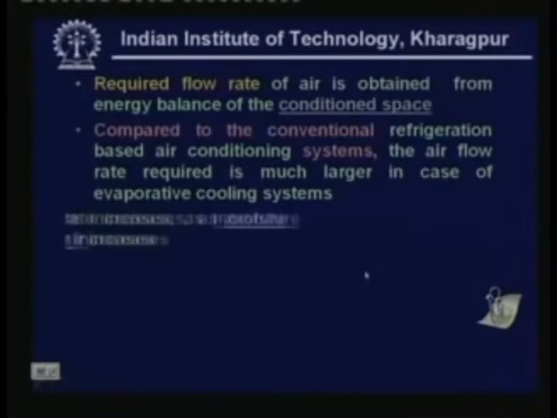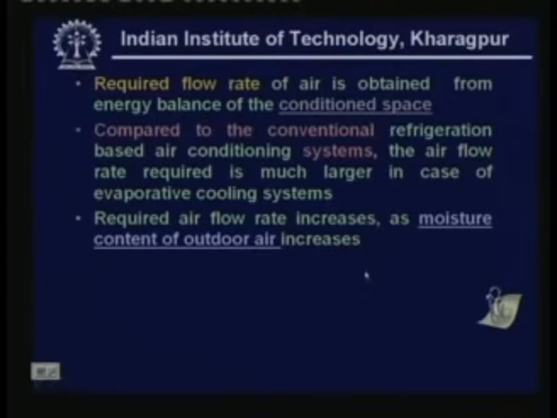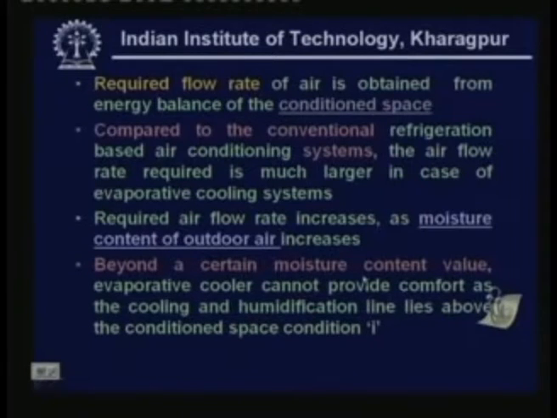Okay. And the required air flow rate increases as moisture content of outdoor air increases. This I will explain with the help of a psychrometric chart. And we also find that beyond a certain moisture content value, evaporative cooler cannot provide comfort as the cooling and humidification line lies above the conditioned space condition. Okay. So, one thing you must observe is the required mass flow rate increases as the outdoor air humidity increases, and beyond a certain point these coolers simply cannot work. Okay, you cannot use the coolers when the outdoor air humidity exceeds a certain value. Okay, so let me show that by using a psychrometric chart.